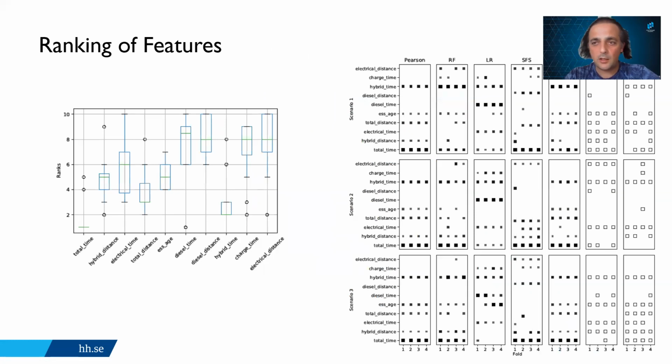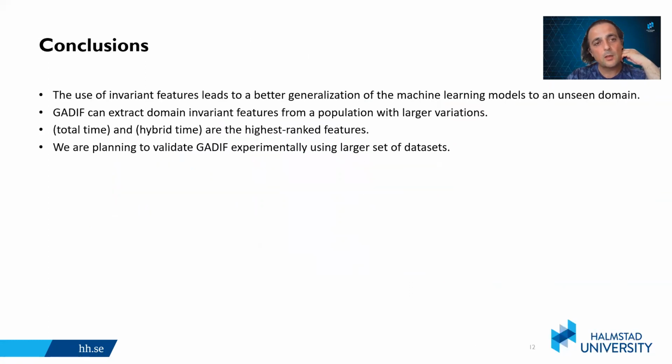When we rank the features that are selected the most across these scenarios, we have noticed that total time and hybrid time were the highest ranked features. As concluding remarks, we can see that the selection of invariant features can improve the generalization of the machine learning model, because when we compare it to a situation in which you are dealing with all the input features, we were doing significantly better in 4 out of 6 scenarios.